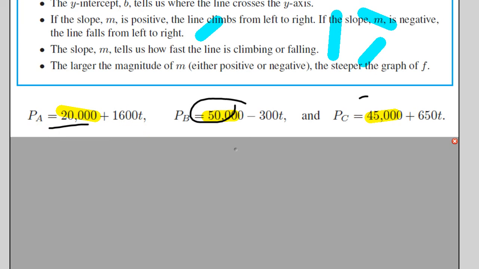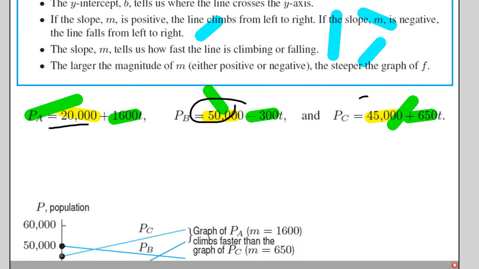And then when we take a look at the slope, i.e. constant rate of change, for each of them, we see that two are positive and one is negative. So that means that this one is falling, and these two are increasing. But if we look at the magnitude, this is the larger number, so this will be the steeper line. This is the smaller number in magnitude, 300 is smaller than 60, so then this will be the less steep line.